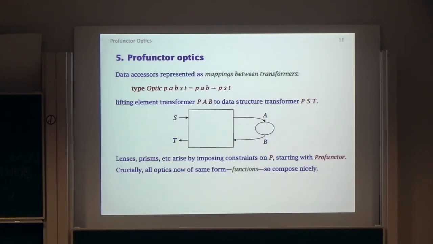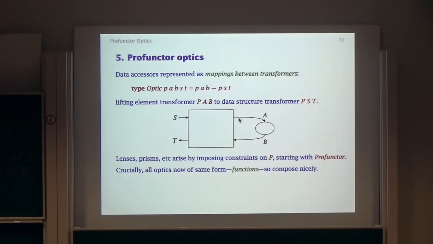And then profunctor optics, the representation is a higher order representation. It's necessarily a higher order thing. I'm going to represent my optics now as mappings between transformers. So an optic with five type parameters is just a way of turning an AB transformer into an ST transformer. So here's a picture. If I have an AB transformer, this is my optic box, and if I have an AB transformer, I can plug it into the box, and you can perhaps see from the picture, you might hope to get an ST transformer out of that.